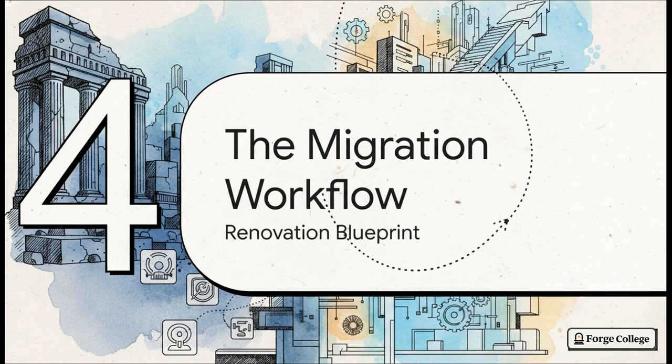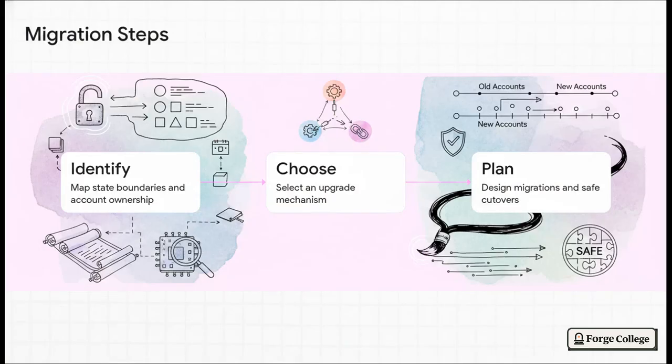Which brings us to Section 4. The migration workflow. This is your practical renovation blueprint. Now that we have our tools, how do we actually pull this off without breaking everything? Well, it's a 3-step process. Step 1, identify your state boundaries. In Solidity, you're tracking storage slots, right? But on Solana, finding where state lives means explicitly mapping out account ownership, size, and exact struct fields. It is absolutely the critical first step.